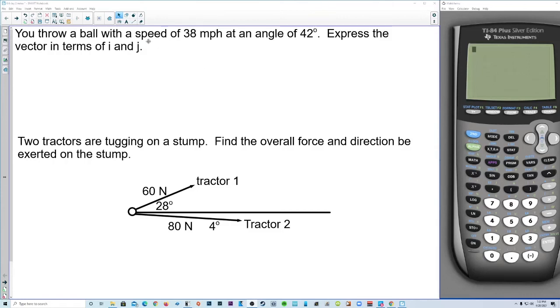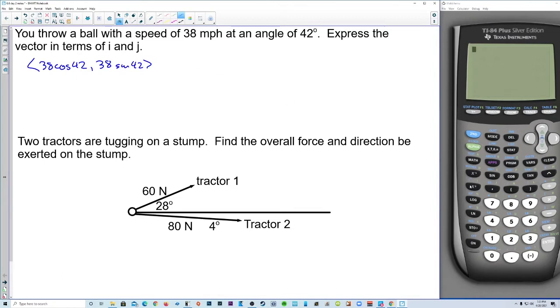This is section 6.6, day 2. You throw a ball with a speed of 38 miles per hour at an angle of 42 degrees. Express the vector in terms of i and j. Let's get it in component form. We have 38 cosine of 42 degrees and 38 sine of 42 degrees.